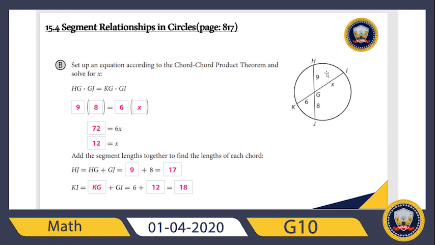Now in order to find the length of your chords, you substitute. For KI, you have KG plus GI, that is 6 plus x, that is 12. So 6 plus 12, that is 18. That's for KI. Now for HG, it is 8 plus 9, that is 17. Easy theorem. You just plug in numbers and solve.